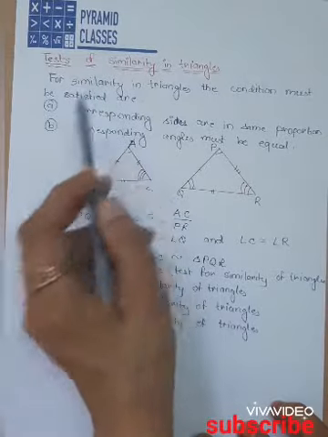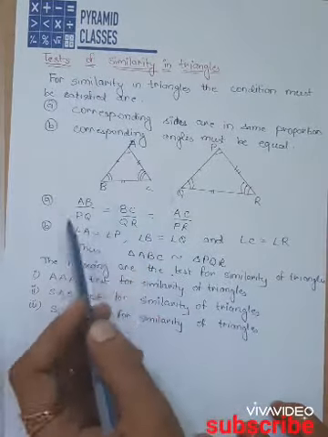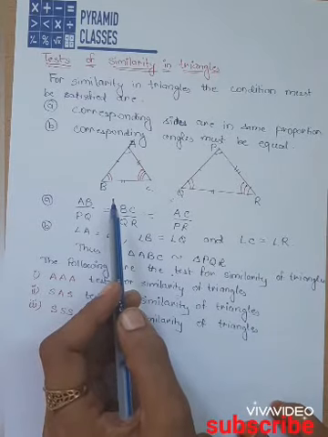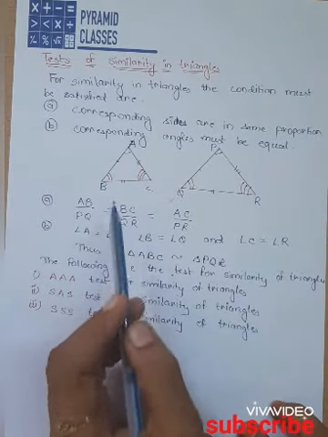Here the word similarity means their angles are equal and the sides are in the same ratio. That means they are of the same shape, but the size may vary.